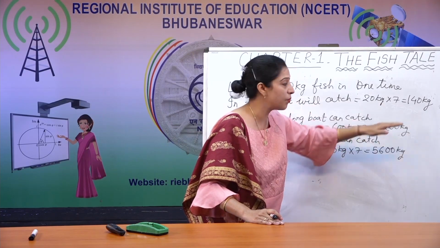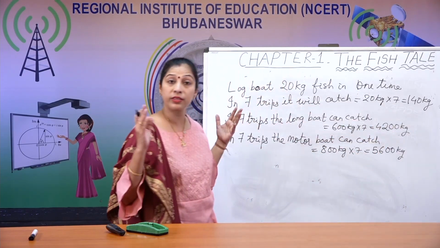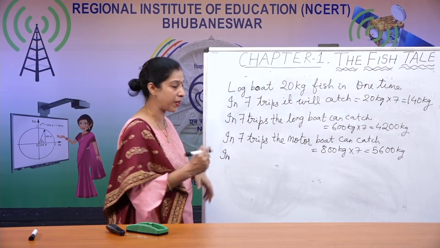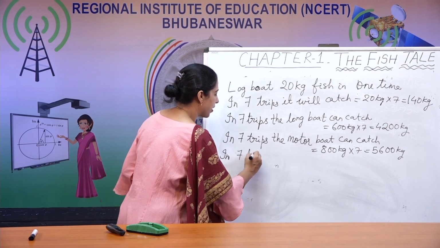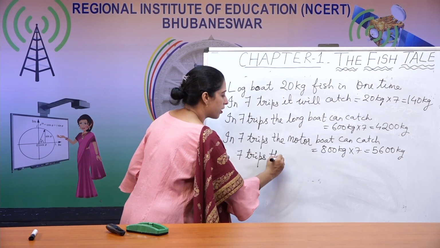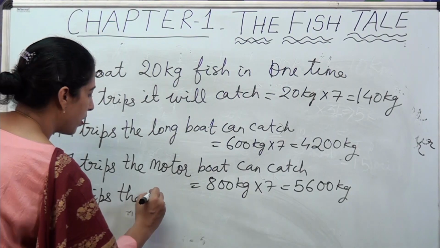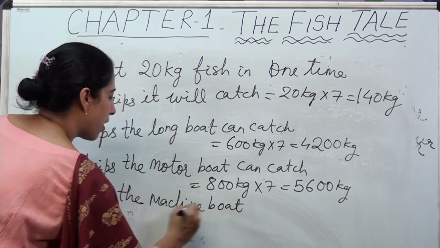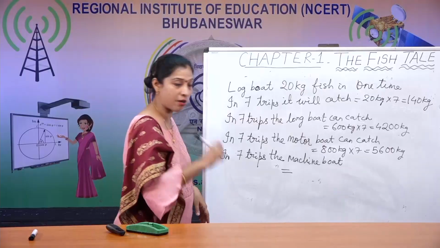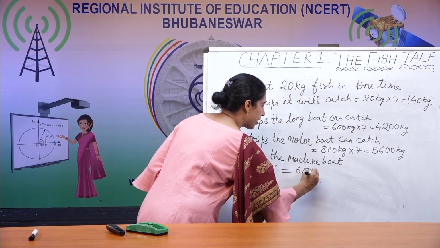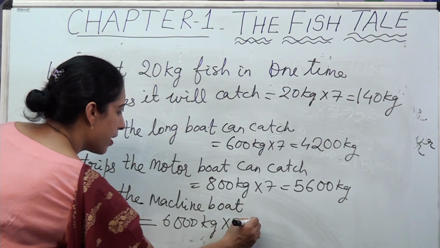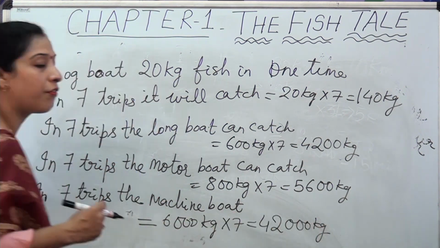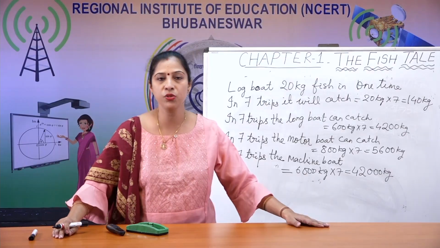140 kg for the log boat, whereas this is coming in thousands. So poor fishermen, what will they do? They cannot compete with these mechanical boats. In 7 trips, the trawler or the mechanical boat, machine boat, can carry how much? In one trip, it carries 6,000 kg. So 6,000 kg into 7 is equals to 42,000 kg of fish. So that's a huge number.